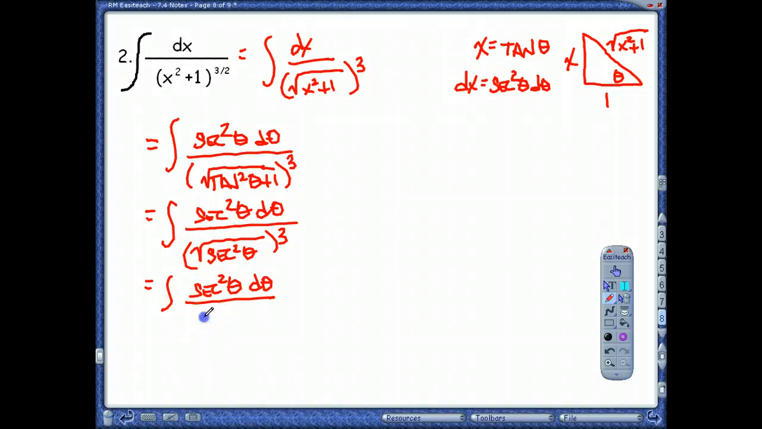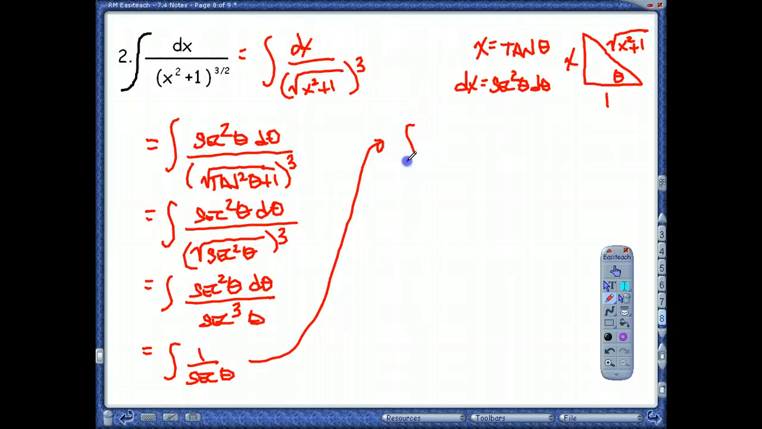Okay, so square root of that is secant to the 1 power, and then you've got that cubed. Okay. Well, you've got secant squared over secant to the 1 power, so that's just 1 over secant. Well, 1 over secant is cosine, d theta. And the integral of cosine is sine plus c.